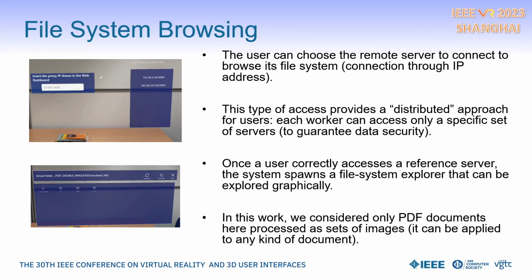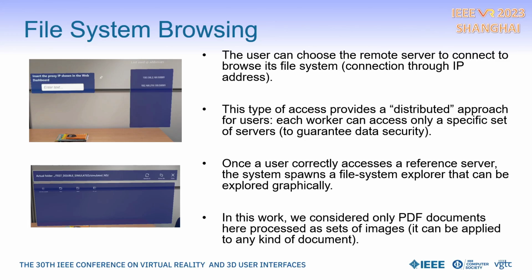This type of access provides a distributed approach for users. This means that each worker can access only a specific set of servers, which provides a simple way to guarantee data security. Once a user correctly accesses a reference server, the system spawns a file system explorer that can be explored graphically. In this work, we considered only PDF documents, processed as sets of images. But of course, this approach can be generalized to any kind of document.